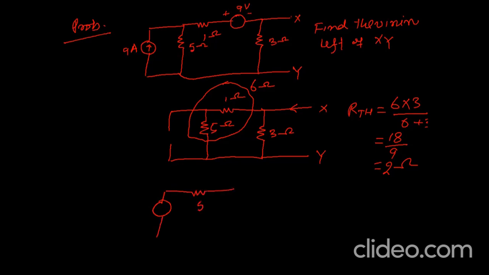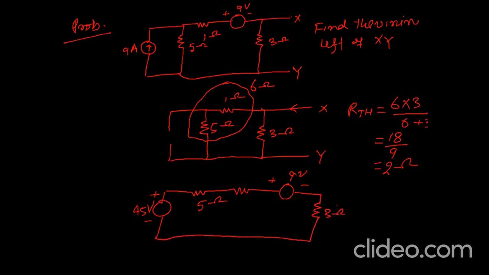This is 5 ohm. And if we multiply this 9 by 5, we get 45 volt. And then this is 1 ohm. And this is our plus minus 9 volt. And this resistance is 3 ohm. And this is our open terminal. Here we have to find the voltage VXY.